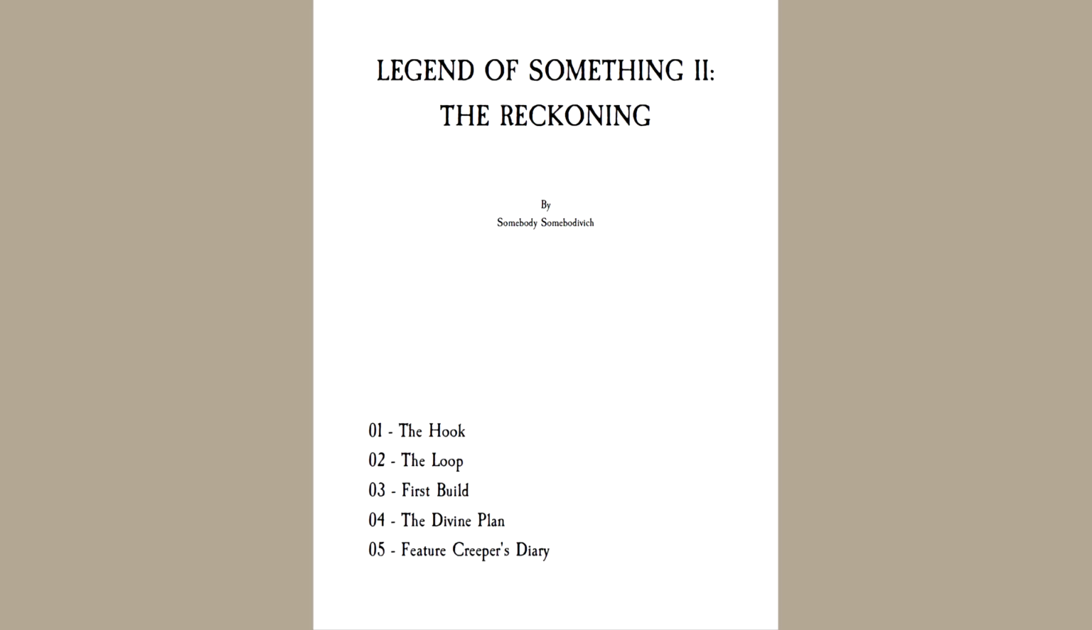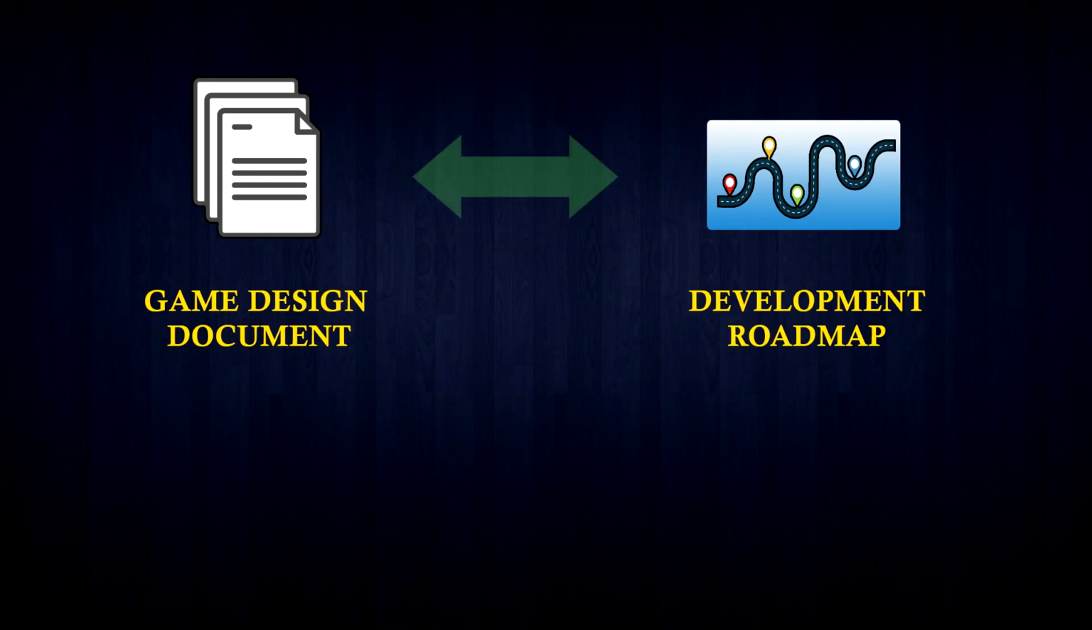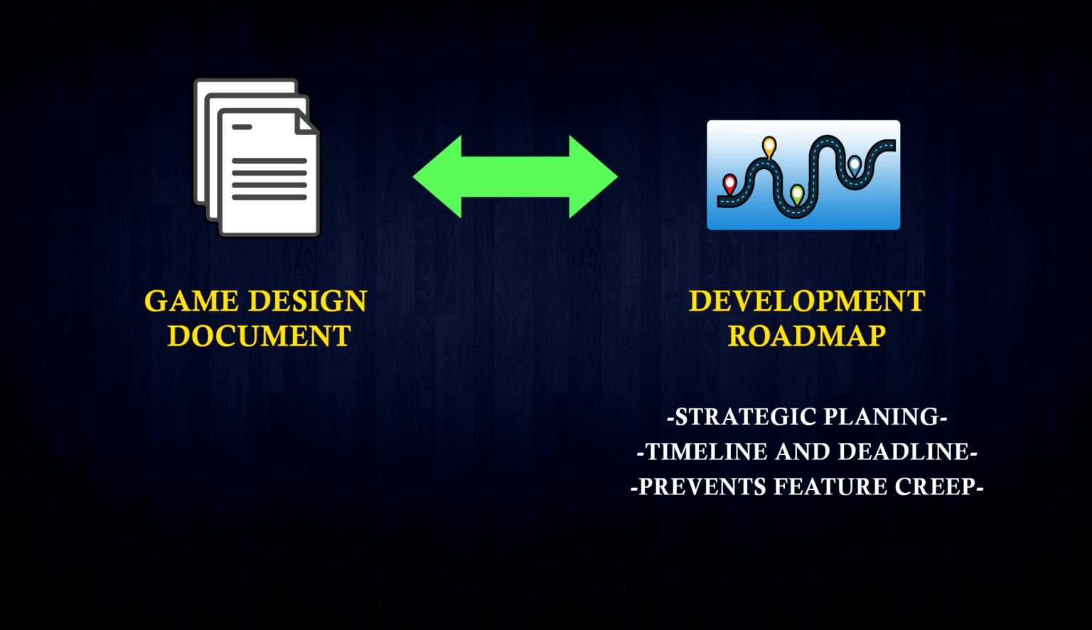The development roadmap should kinda look like this: a document file with a huge title, as well as a table of content. There is this thing called a game design document, and in my opinion, merging these two things together is not entirely a bad idea. The difference between these two is that the roadmap's purpose is to lay out strategic planning and tell you when and what to make in what order. It gives you a timeline and a deadline for different features of the game, and prevents you from making anything that you're not supposed to make, also known as feature creep.